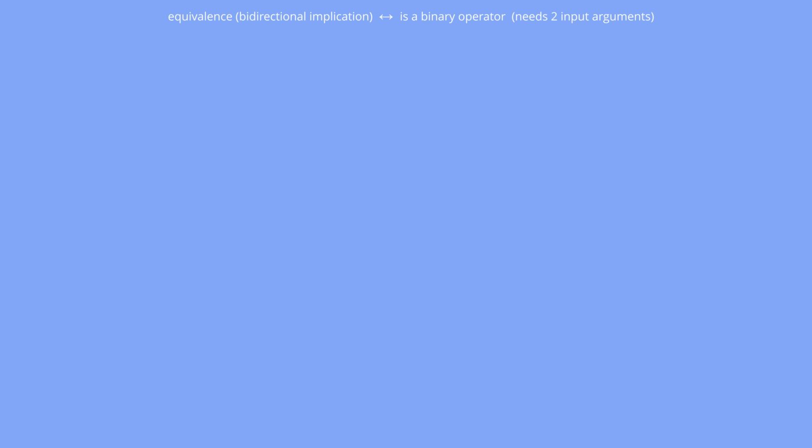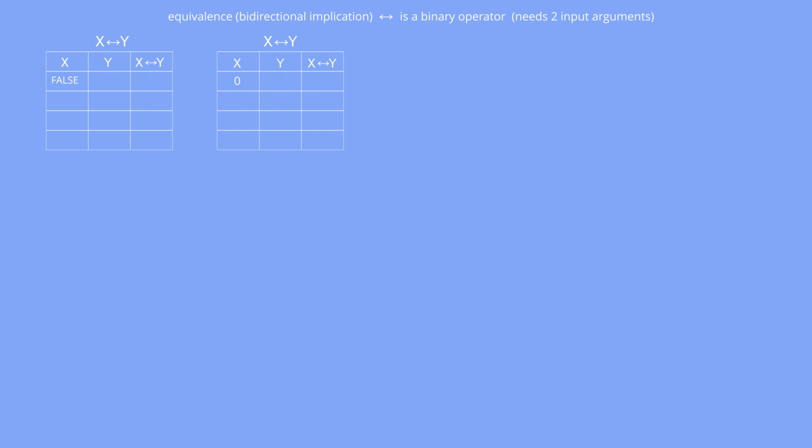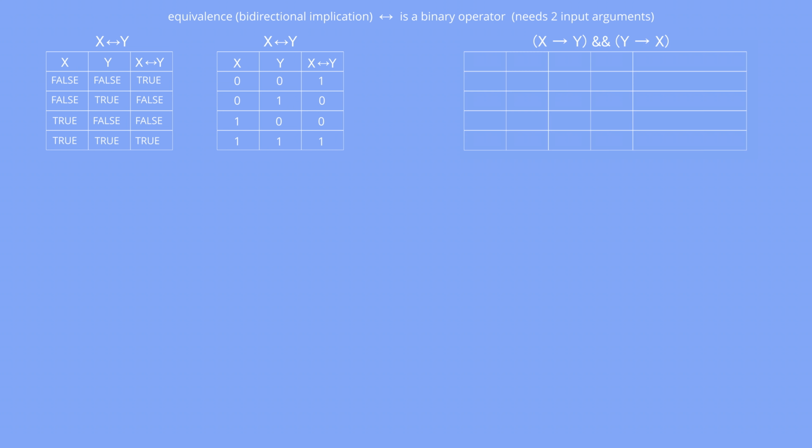The equivalence or bidirectional implication operator is a binary operator. In other words, it needs two input arguments. False is equivalent to false is true. False is equivalent to true is false. True is equivalent to false is false. True is equivalent to true is true. The logical formula x implies y and y implies x gives us the same truth table. That is why the equivalence operator is also called bidirectional implication.